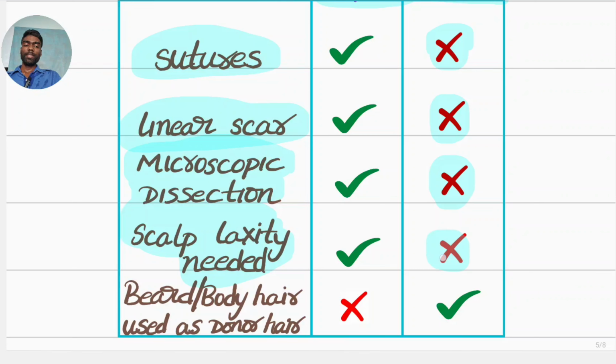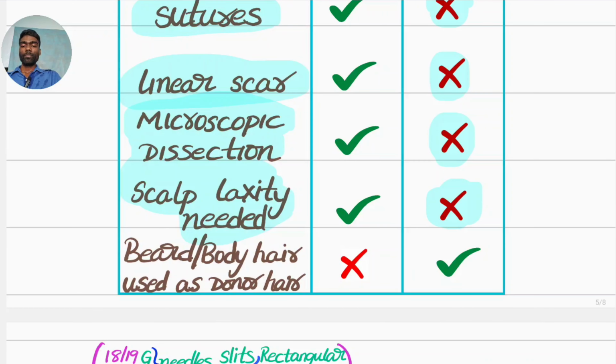Scalp laxity is not needed, as there is no wound formation. Beard and body hair can be used as donor hair in follicular unit excision only, whereas occipital hair only we can use as donor hair in follicular unit transplantation. We can't use beard or body hair in follicular unit transplantation.